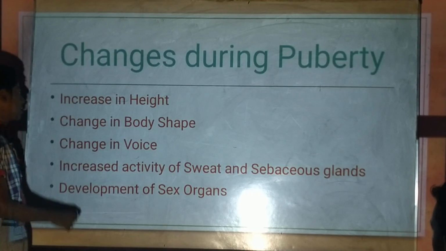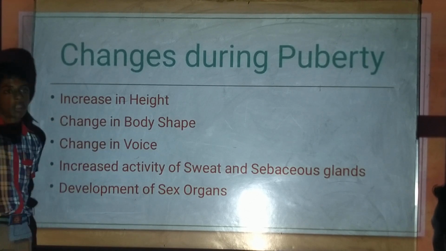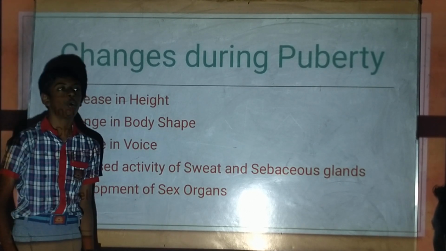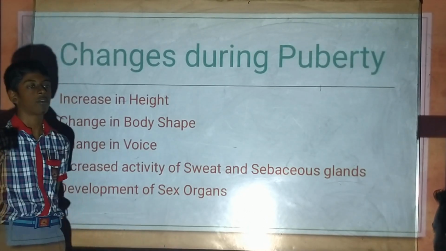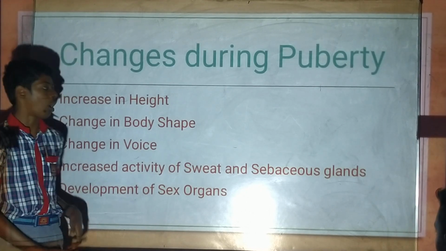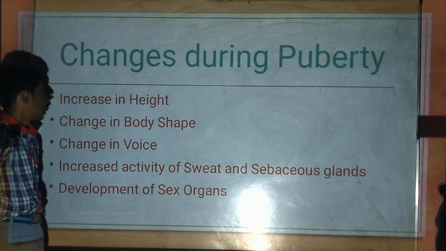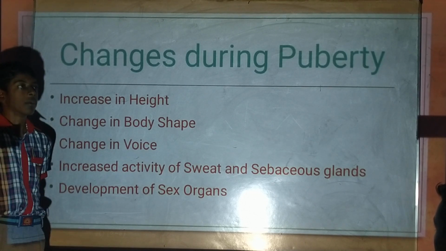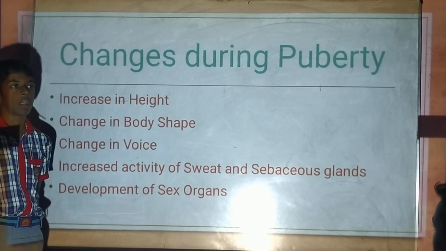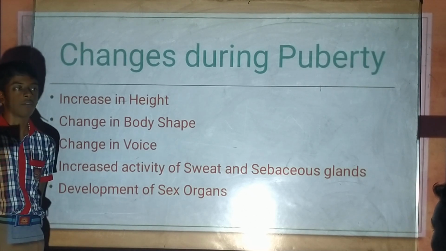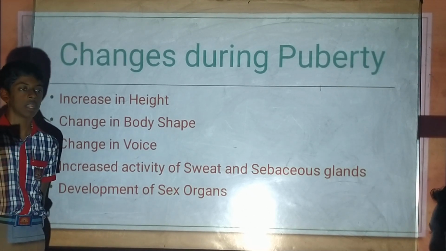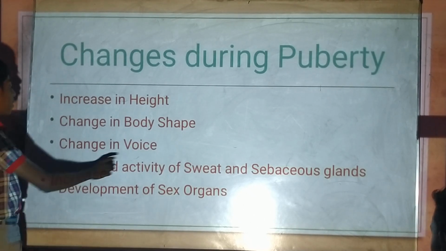Changes during puberty. Increase in height. The height increases because the bones of the arms and the legs of a person get elongated, which leads to an increase in height. Change in body shape. In males, mostly the shoulders get broadened, and in females, the waist gets larger and wider, which leads to a change in body shape.